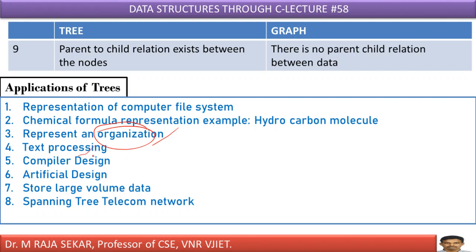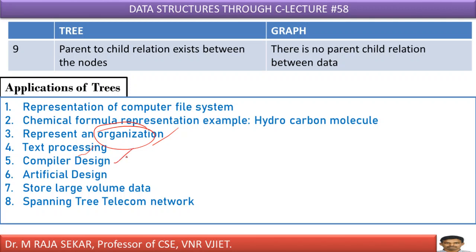Text processing methods can make use of trees. You might have learned text processing methods. There are different ones: Knuth-Morris-Pratt algorithm, brute force method, Boyer-Moore method. There are different text processing methods where you can make use of trees. There is a concept known as trie. But anyway, this course may not permit me to discuss those things.